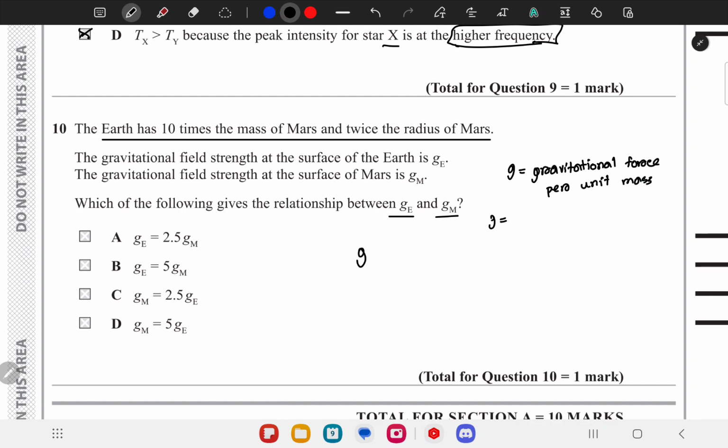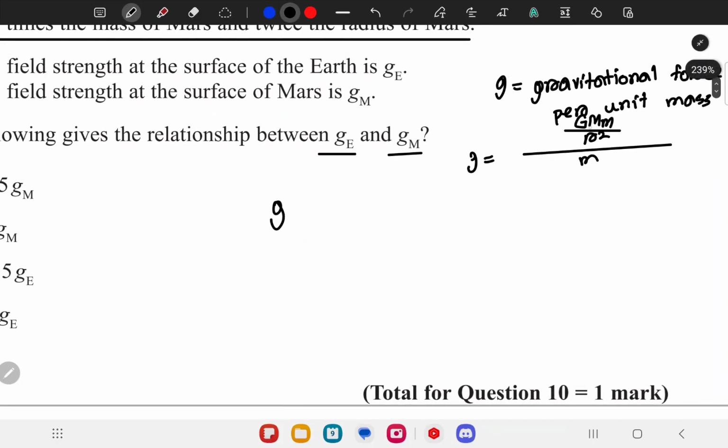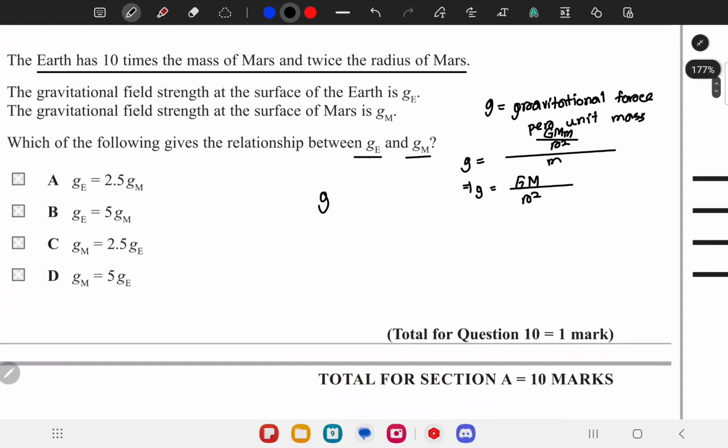So g is equal to GMm by r squared divided by m. So G capital M small m by r squared divided by small m. g will be equal to GM by r squared. So g is proportional to M by r squared, since capital G is a constant.